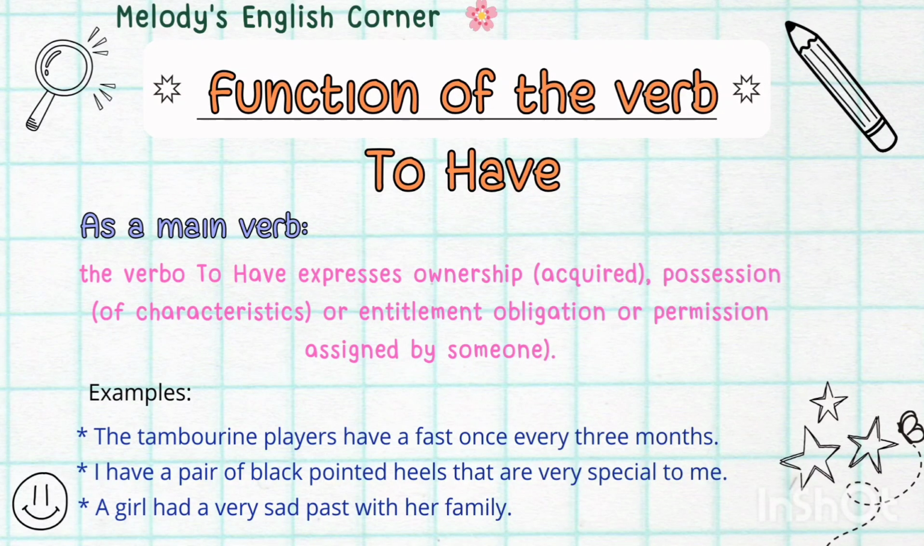Have is a main verb. I have a pair of black pointed heels that are very special to me. Have is a main verb. A girl had a very sad past with her family. Had is a main verb.